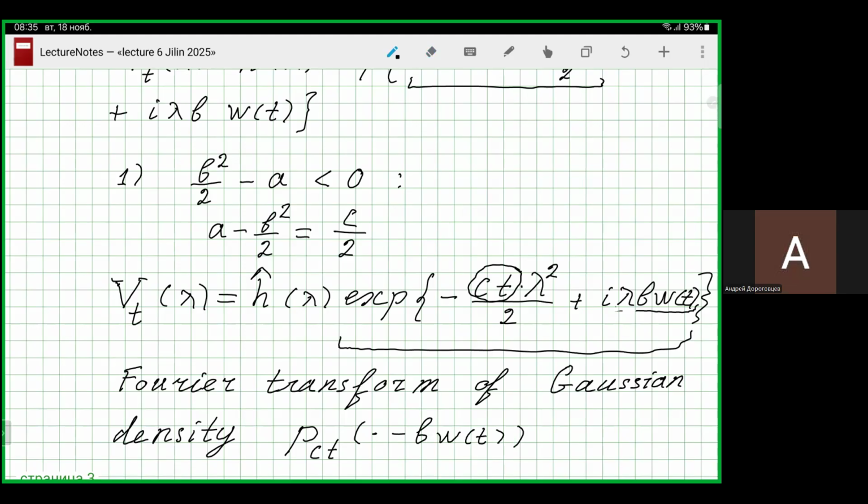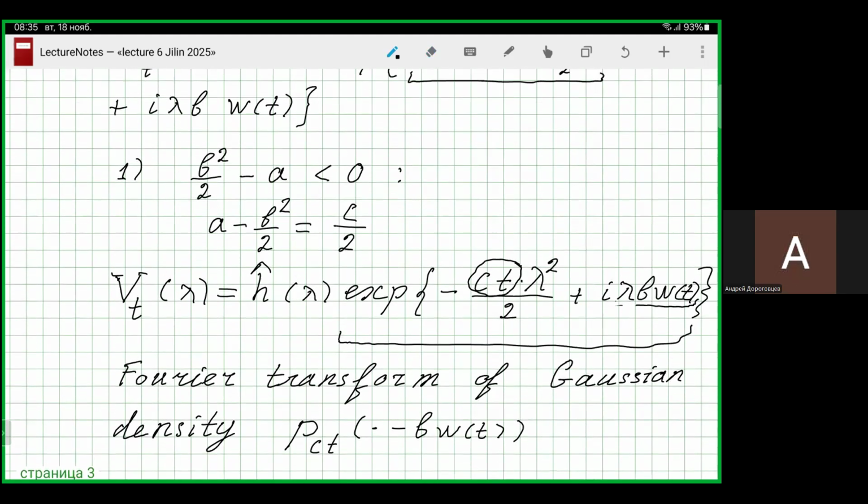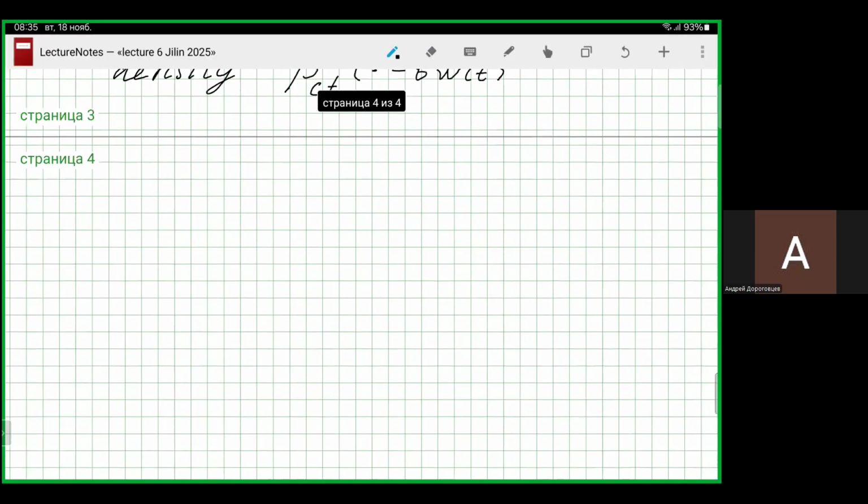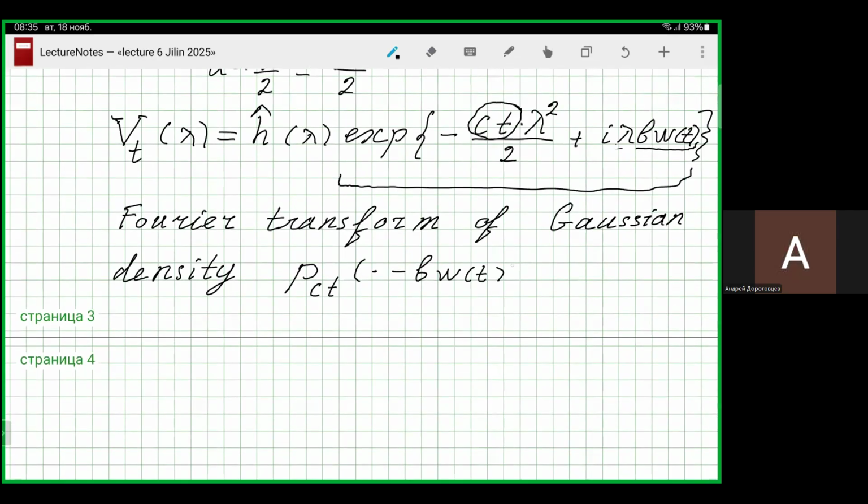We have a representation to our Cauchy problem as follows: Wt lambda is equal to h lambda multiply on the Fourier transform of the following function.